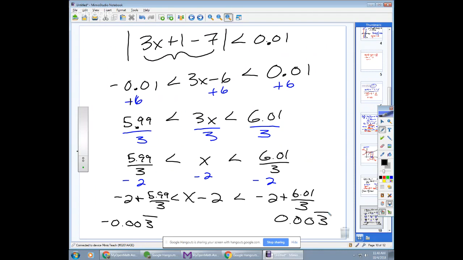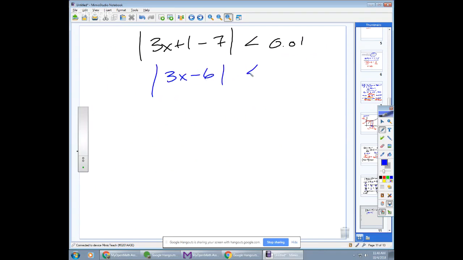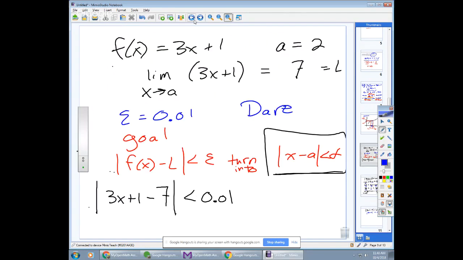So I'm going to do it with you a slightly different way just for fun. I'm going to go back to my original interpretation of the inequality. That was 3x plus 1 minus 7. That absolute value has to be less than 0.01. Okay, so here's the other way to handle it. I'm going to do that little bit of algebra in there, so I have 3x minus 6. And I'm thinking about my goal. My goal was to get something that looks more like this thing right here, remember? Okay.